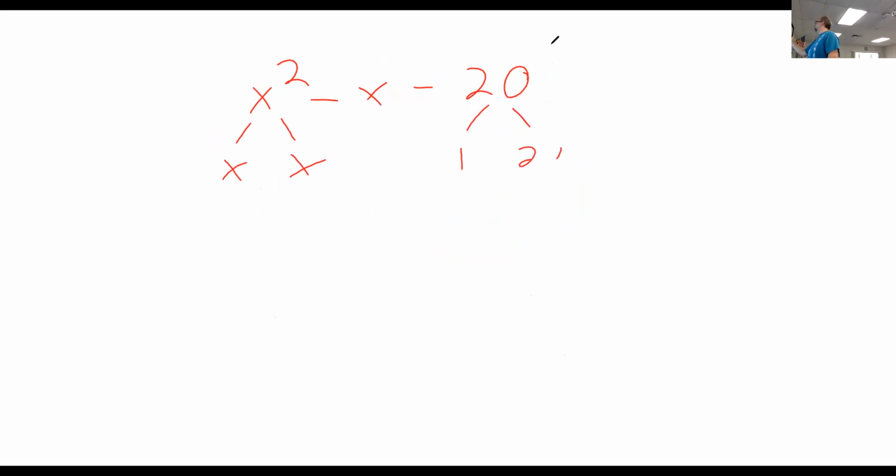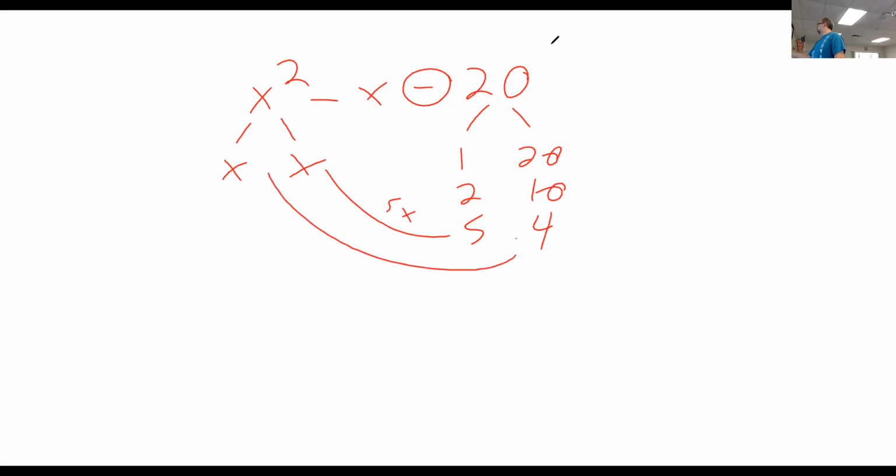Separate the last term: 120, 210, 5 and 4. And we'll look at the last sign, the last sign that's negative. So that means we're going to subtract to get the middle term. Look at which two, if you subtract them, gives you negative 1x. We're going to have a 5x and 4x. The 5 is the bigger one, so negative 5 plus 4, or 4 minus 5, gives negative 1.